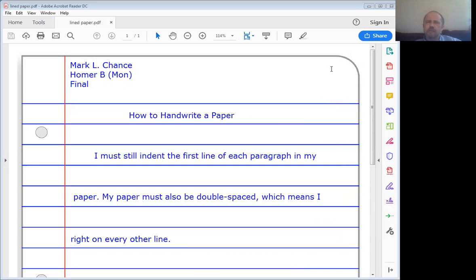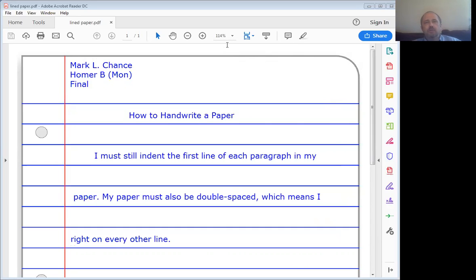So that was fun. And so I've written my paper by hand. It's neat. I've indented at the beginnings of my paragraphs. I'm writing on every other line so that it's double spaced. And I get all the way to the bottom, and then that's when I notice my mistake.